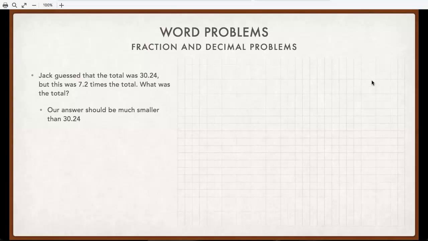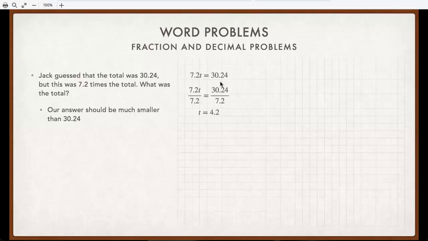Now, when we look at this problem, we should keep in mind the following things. Our answer should be much smaller than 30.24 because we know that 30.24 is 7.2 times the total. So we're looking for something that's about a seventh the size of this. If you get something larger than 30.24 or close to that, that should be an indication to you that you've made a mistake somewhere and you need to go back and fix that.